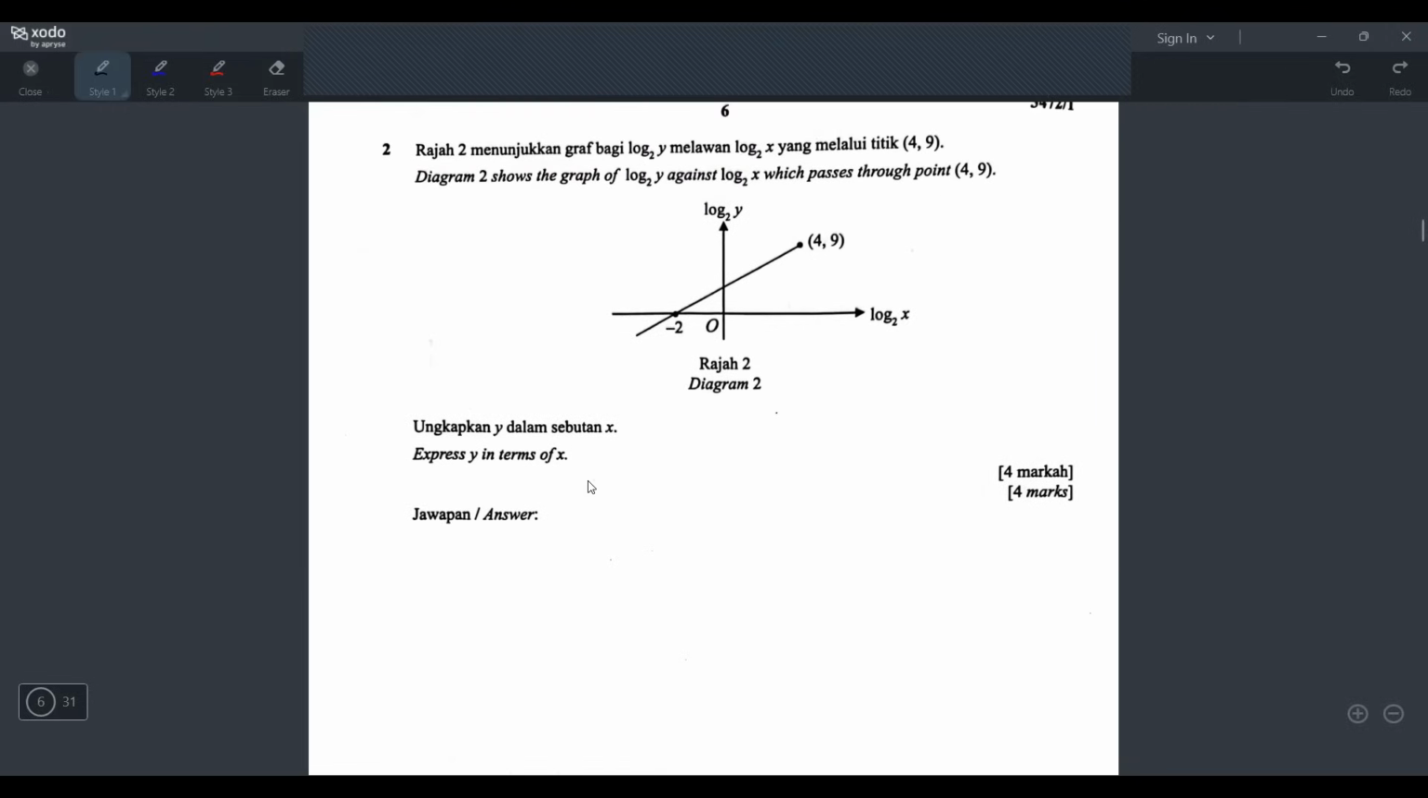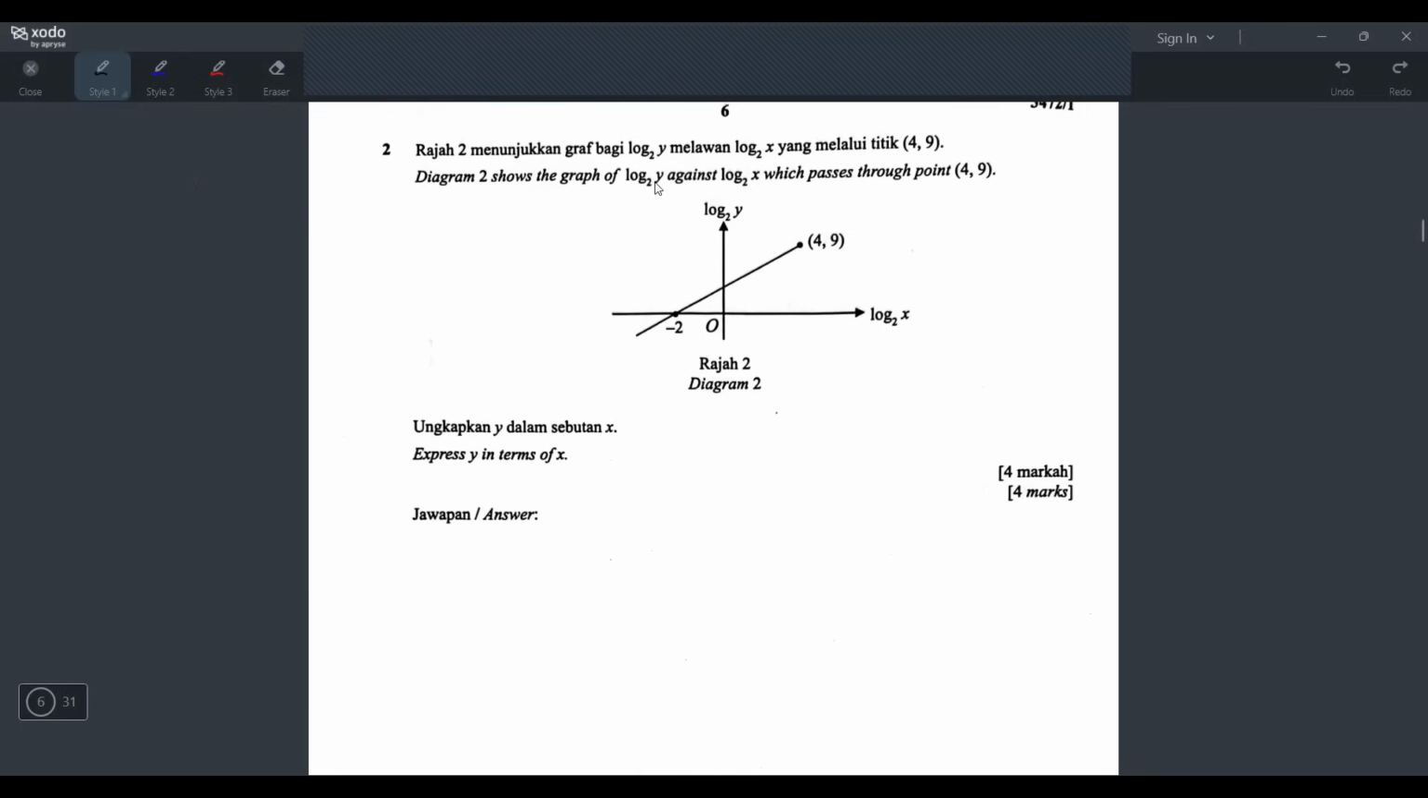Alright, number 2. This looks like a linear law question. Alright. So linear law memang chapter yang sangat common dalam exam. You need to master this chapter because it doesn't come out in paper 1 saja tau. Dia datang dekat paper 1, paper 2 also it comes out, right? Paper 2 they will ask you to draw graph usually.